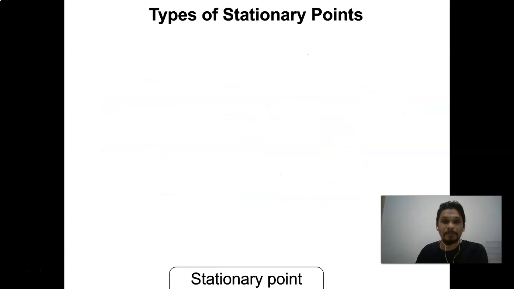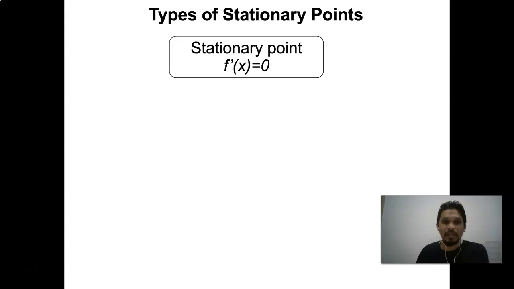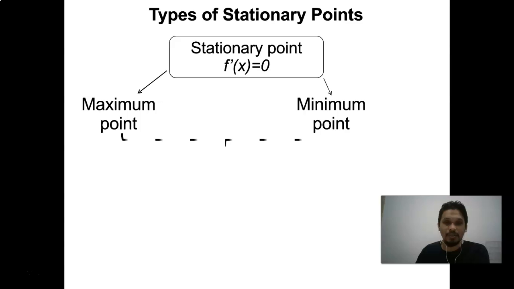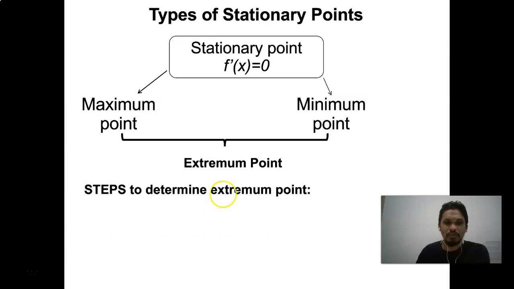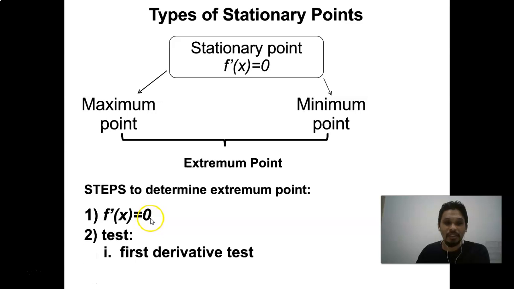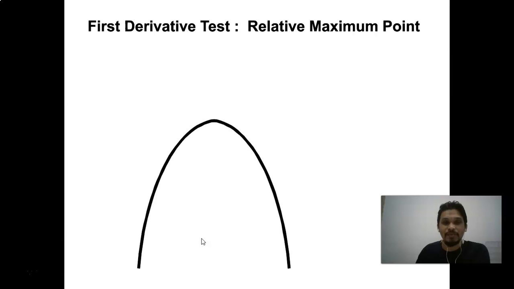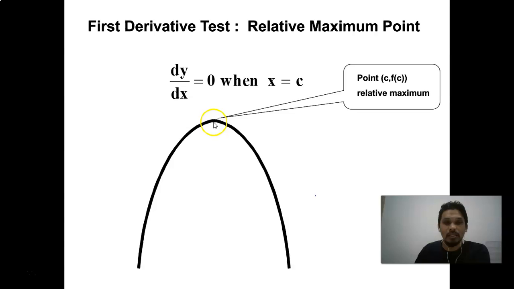Okay, next, types of stationary points where f prime x equal to 0, then we come to the conclusion whether it's a maximum point or minimum point, and then come up with extremum. Step to determine the extremum points: f prime x equal to 0, and we test with the first derivative test or second derivative test. Okay. First derivative test, relative maximum point. Okay, the curve will be something like this. Okay, this is the coordinate.